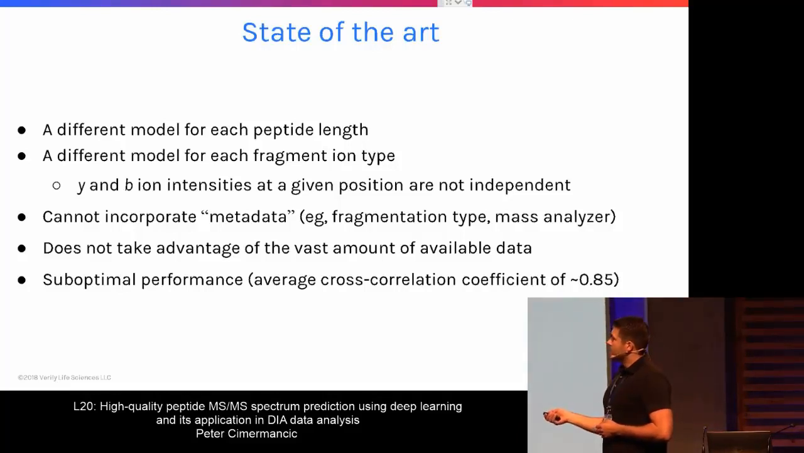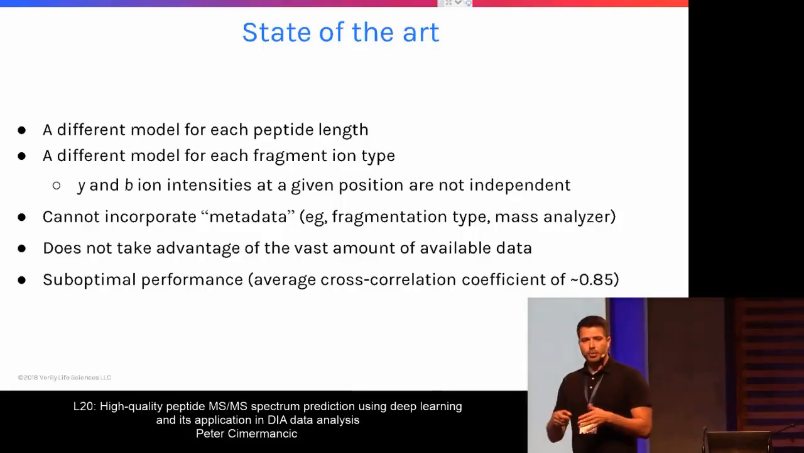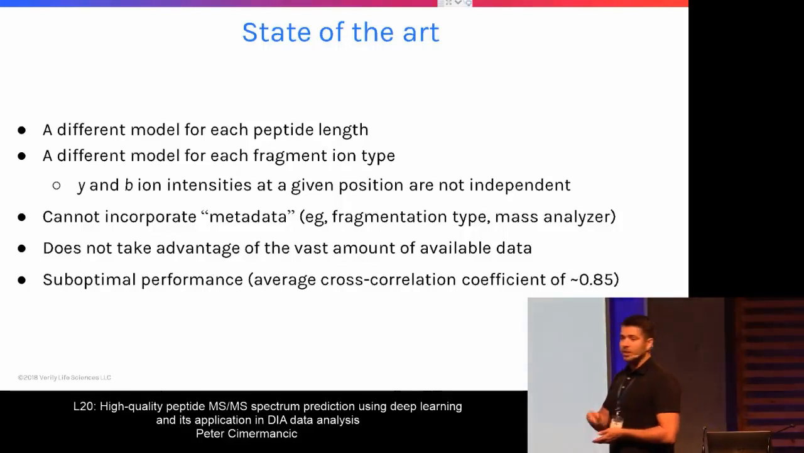Second limitation is that they can only predict one type of output. For example, they can only predict Y ion intensity or B ion intensity, but there is quite a lot of information if you're trying to predict both of them at the same time. So they're losing information there as well.